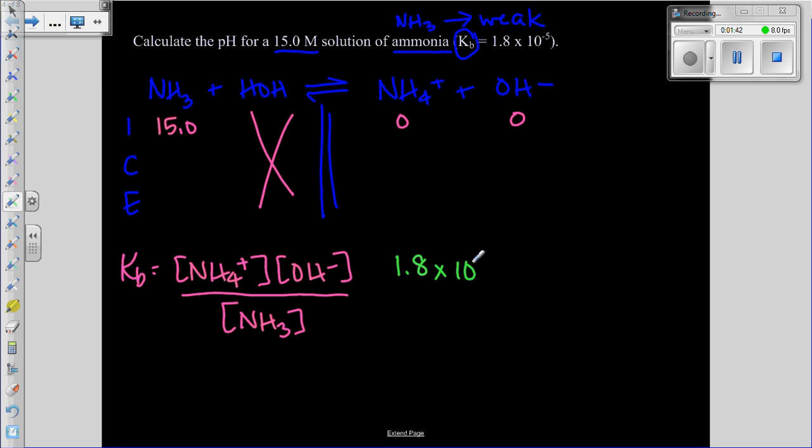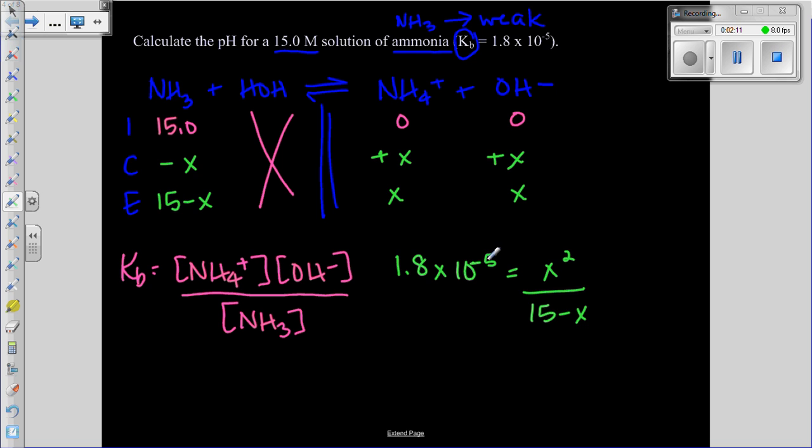So because that Kb is given, 1.8 times 10 to the negative fifth, we can use x because we have no equilibrium concentrations. So the side with the zeros will go up by x. The reactant side will go down by x. We get 15 minus x, x, and x. So when we substitute, both of these are the same, so that's x squared divided by the concentration of ammonia, which is 15 minus x.